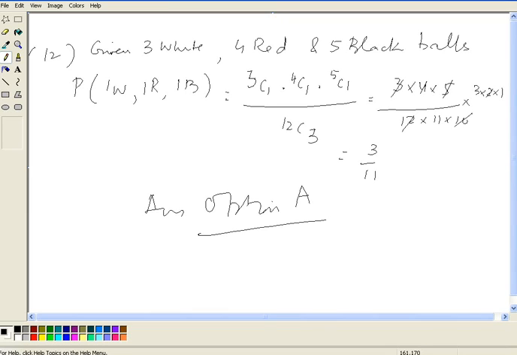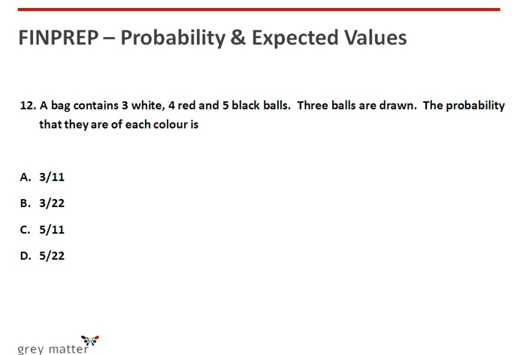So that is probability of 1 white, 1 red and 1 black is given by 3c1 into 4c1 into 5c1. That is picking one white ball from 3 white balls, picking one red ball from 4 red balls, and picking one black ball from 5, out of the total number of balls being 12, we need to pick 3 balls. So when we compute and simplify, we get the answer as 3 by 11. So the answer is option A. Going to our PowerPoint presentation, it is option A, which is 3 by 11.